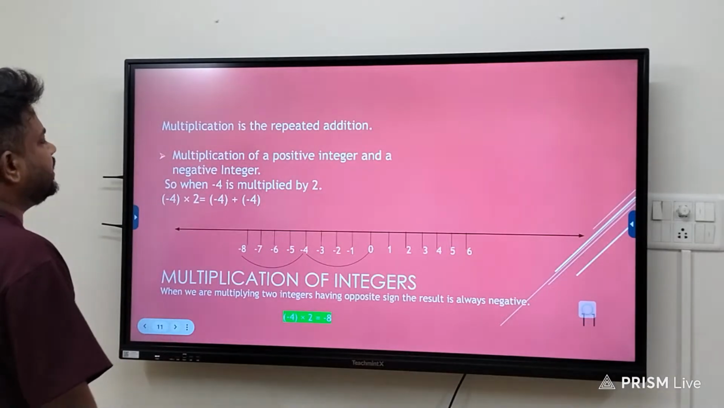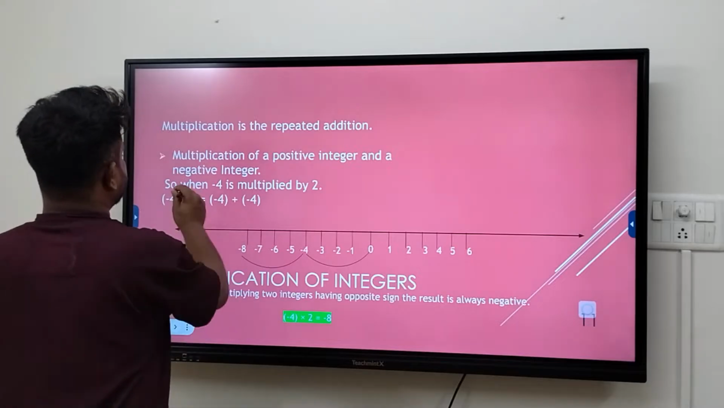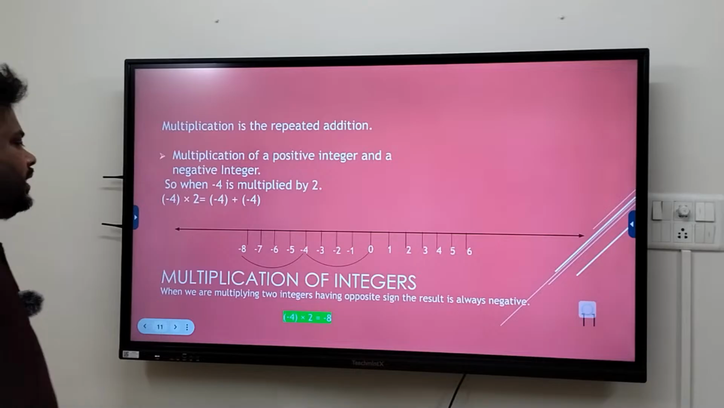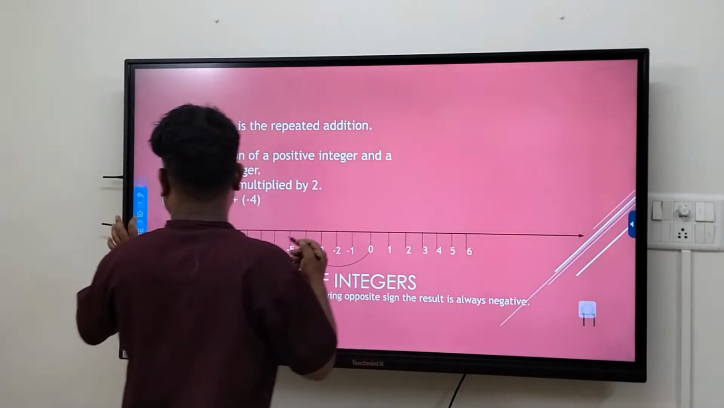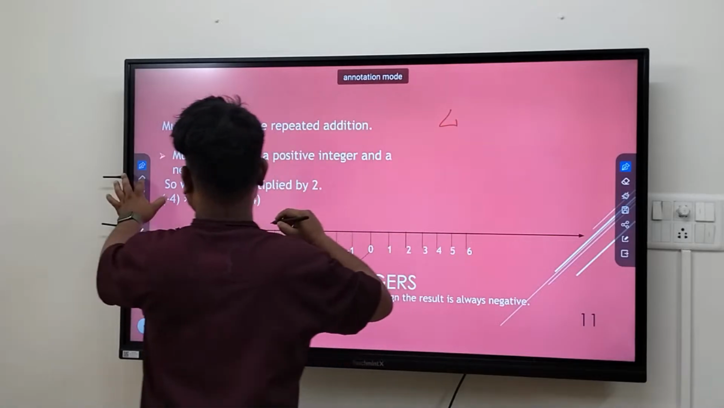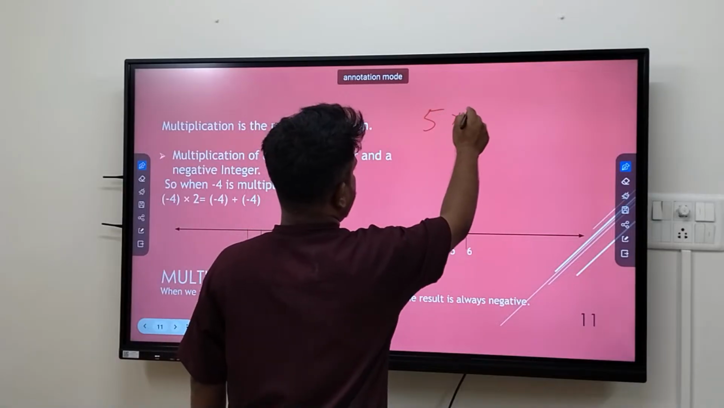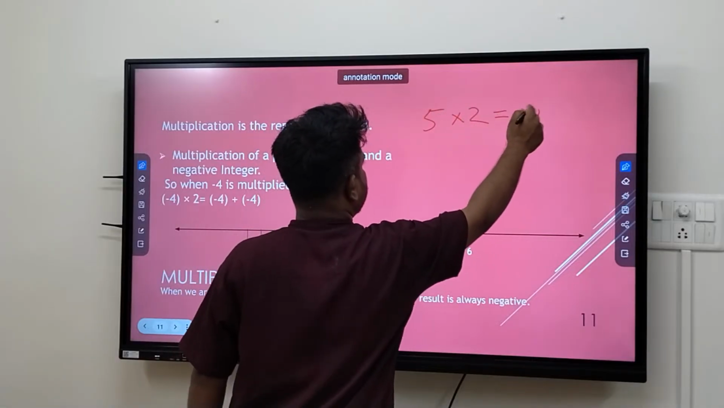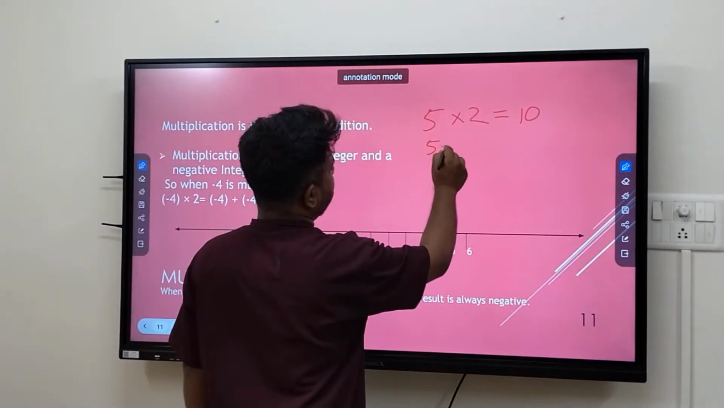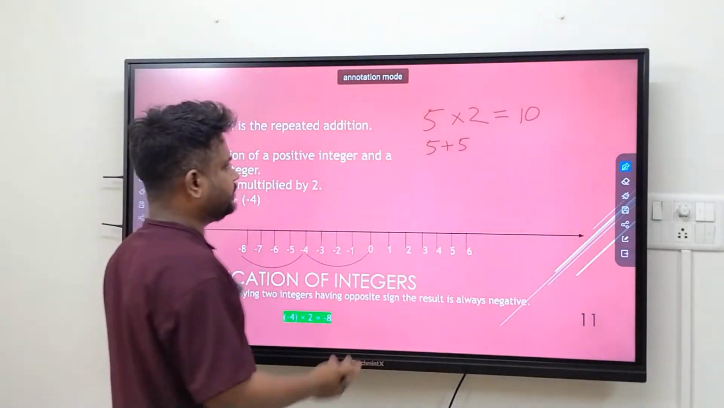Multiplication of a positive integer and a negative integer. So here we will try to do this. When minus 4 is multiplied by 2, we already know that if I multiply 5 with 2, the answer will be 10. And why are we writing 10? Because multiplication is actually repeated addition, like adding 5 with 5 gives us 10.